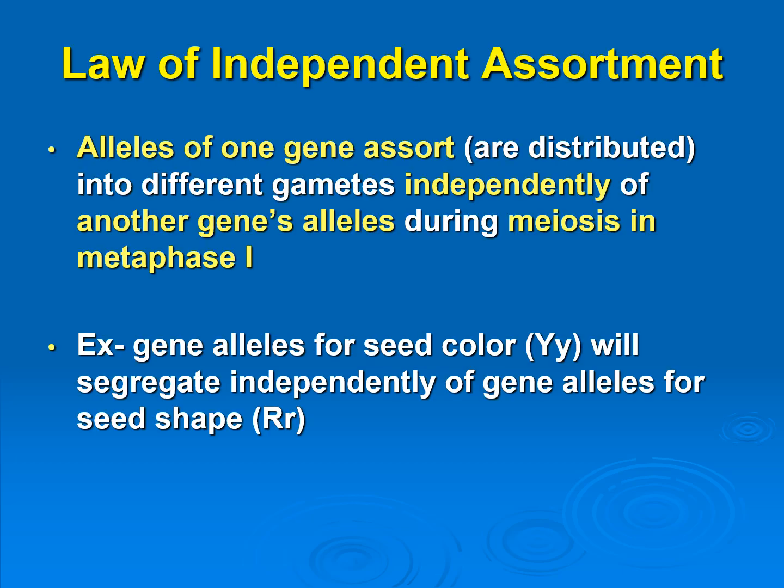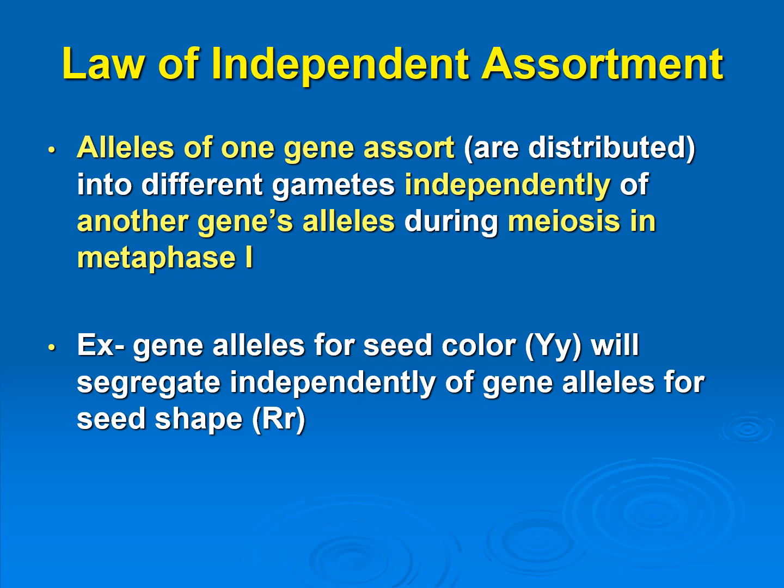We're going to take a look at the law of independent assortment. This is another law that Mendel came up with. He figured out that the alleles of one gene will assort, or are distributed into different gametes, independently of another gene's alleles. And this is going to occur during meiosis in metaphase 1.